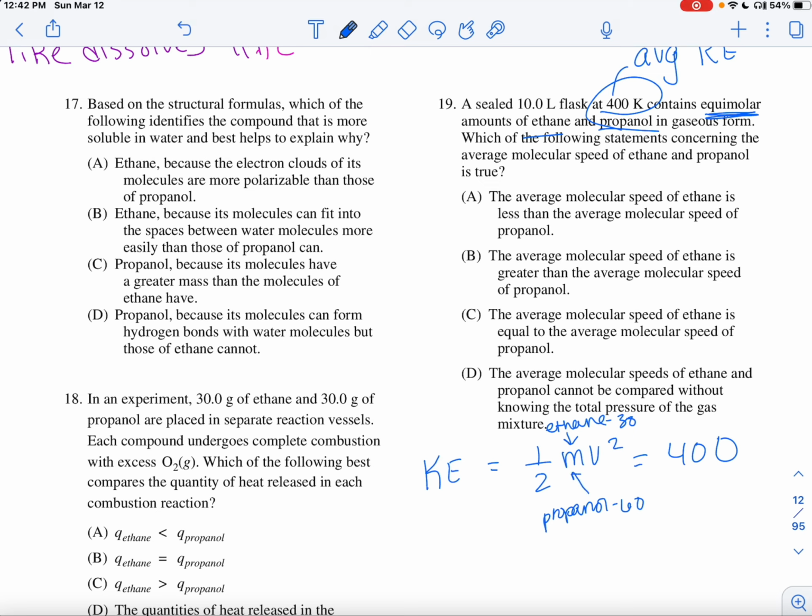So which one has to be faster? It obviously has to be ethane, because if this is 30, this needs to be a higher number to get to 400, because they're both at 400. If this is 60, then this can be a lower number to still get to 400, right? So once you know that KE, 1/2 mv squared, is equal to the temp, then it's pretty easy to figure out that if this number is lower, this one has to be higher. So I think the missing piece here is that we really haven't spent much time on the KE formula. So there were probably people that just didn't know that.